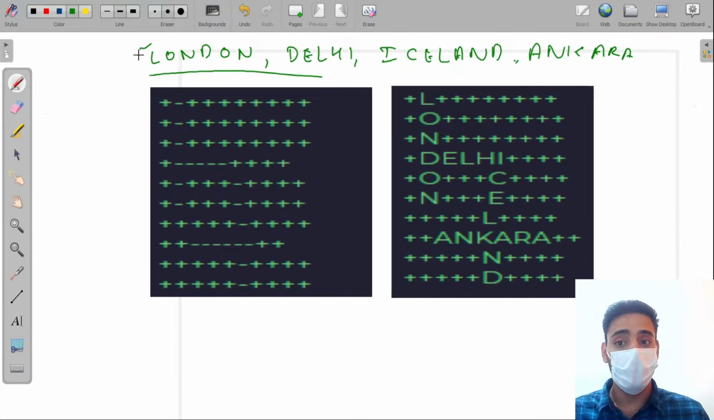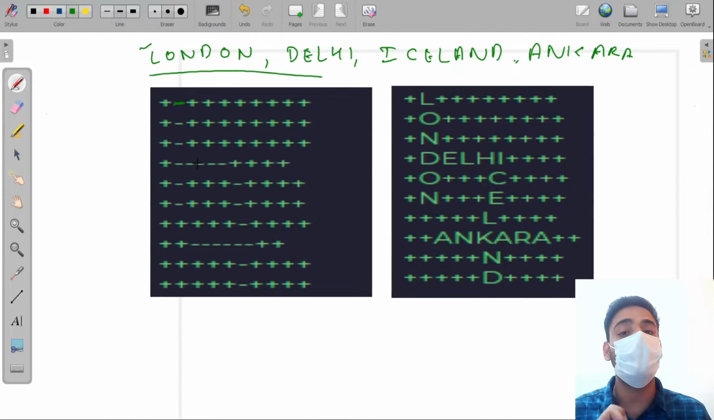So what do we have to do? We have to start by choosing a word, then traverse this 2D array, and whenever we get a minus place, meaning a vacant place, we will start placing our word. We will first check if it is possible, and then we will place our word.